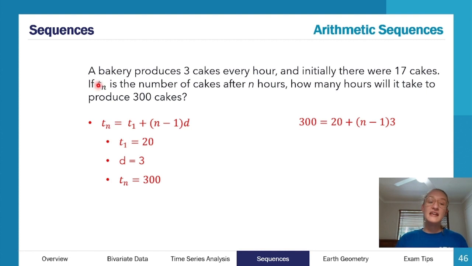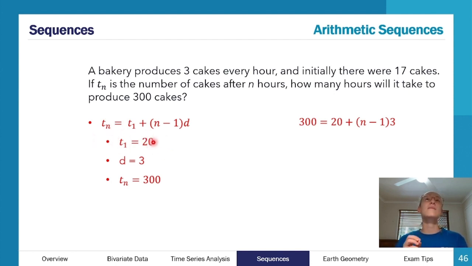But Tn is the number of cakes after n hours. So after 1 hour, we can make an extra 3 cakes. After 1 hour, we started with 17 cakes and we've made 3 cakes. So T1 is actually 20, because this is saying n is equal to 1. So after 1 hour, we have 20 cakes. Or you could also define T0 as 17. That's another way you can communicate that.